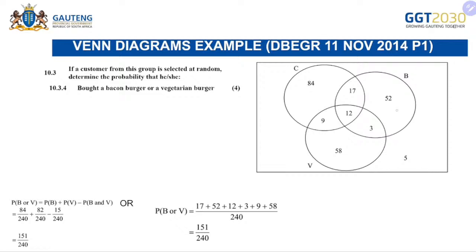Or you can use the identity. You can't include this. They did not buy anything. You can't include those 18. They only bought the cheeseburger, but we want the ones that had a bacon or a vegetarian burger.